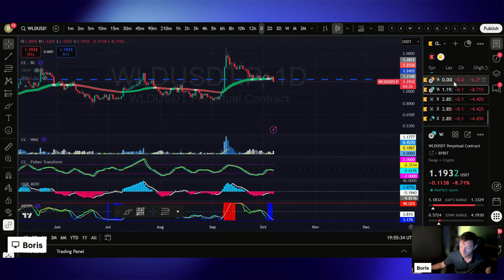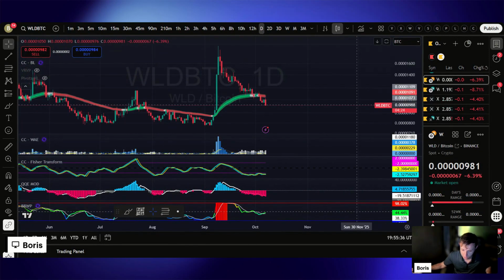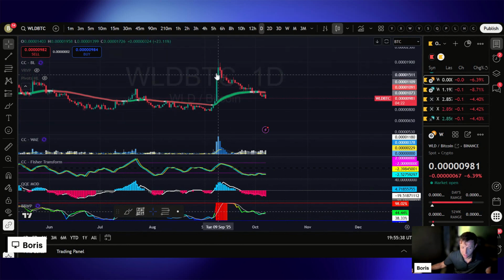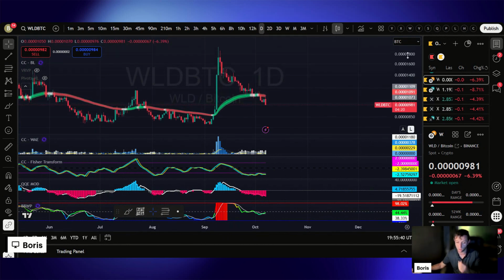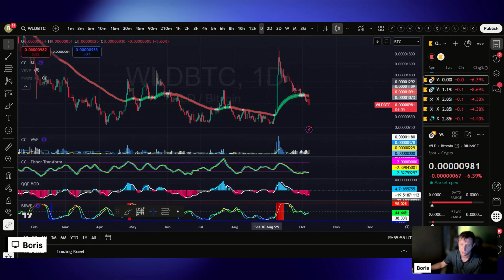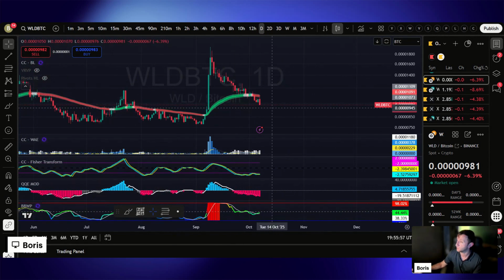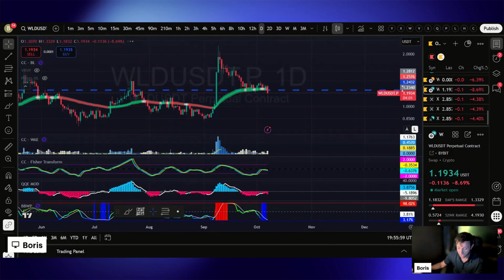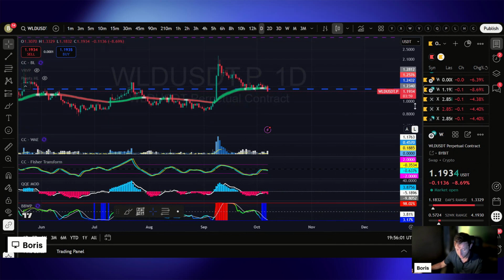One more thing I want to take a look at is how the WorldCoin Bitcoin chart looks. The WorldCoin versus Bitcoin chart looks pretty bearish right now. It does agree with the WorldCoin chart itself. We're basically seeing a new low on WorldCoin versus Bitcoin on the daily time frame. So the WorldCoin Bitcoin chart is agreeing here, and that adds further confirmation to my bearish hypothesis on WorldCoin.